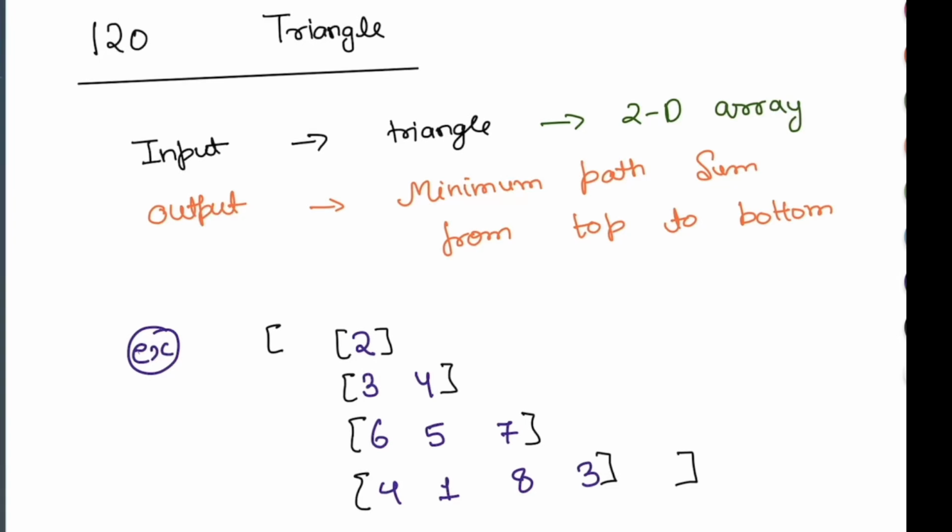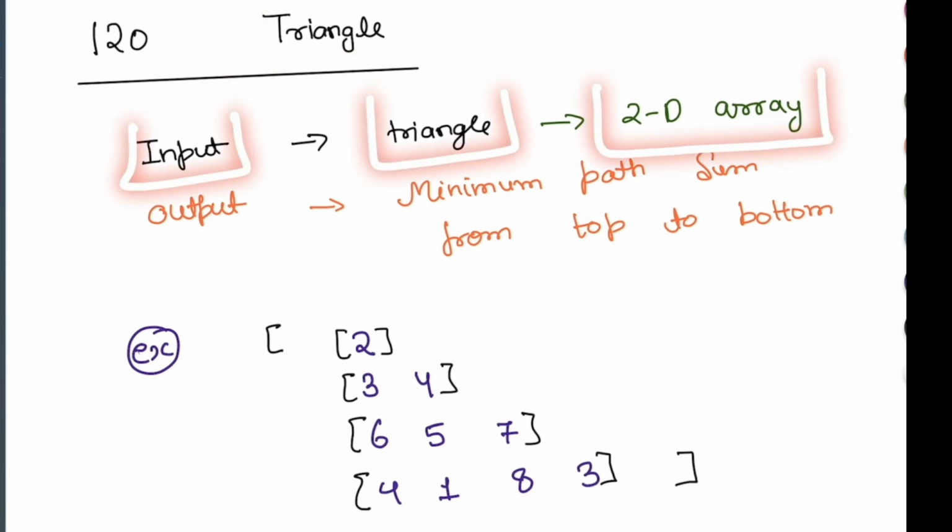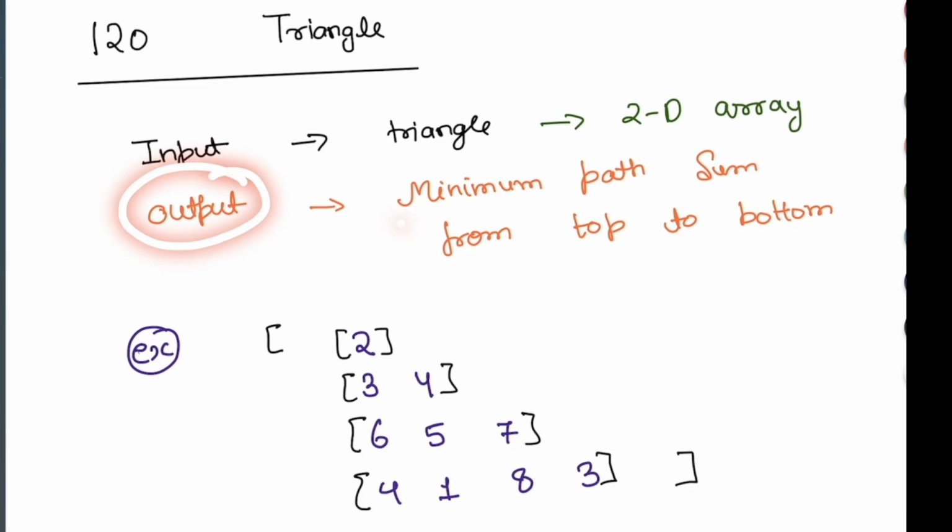In this video, we are going to solve the Leetcode problem of the day, and the problem is triangle. In this problem, we are given an input, a triangle, which is a two-dimensional array. We need to find the output as the minimum path sum from top of the triangle to the bottom.